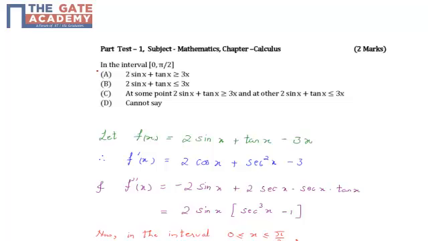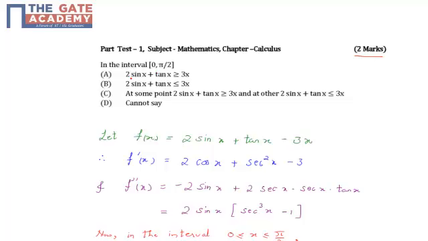Hello students, the following question is from part test 1, subject mathematics, chapter calculus, and the question is asked for 2 marks. The question says that in the closed interval 0 to pi by 2, which of the following options is correct?